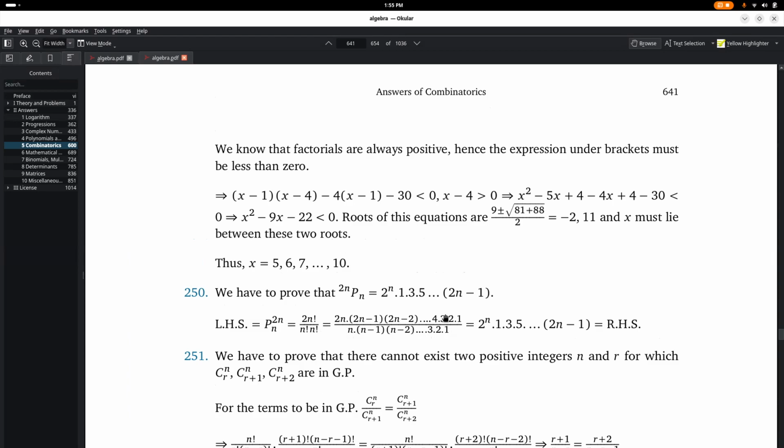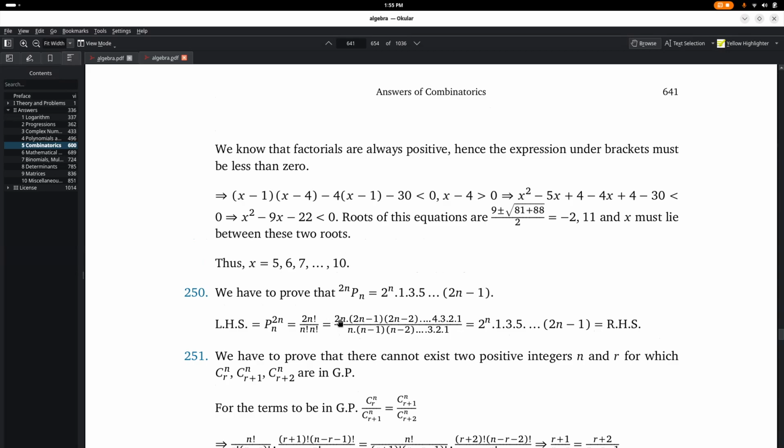So one n factorial will cancel terms till 1, 2, 3, 4 up to n, and the other n will cancel the even terms. So we will finally have 2 to the power n into 1, 3, 5 up to 2n minus 1, which is our right hand side. So how this will work out is the denominator is wrong, it should be square. So if you look at 2n factorial by n factorial into n factorial, then n factorial in the denominator will cancel n factorial in the numerator.